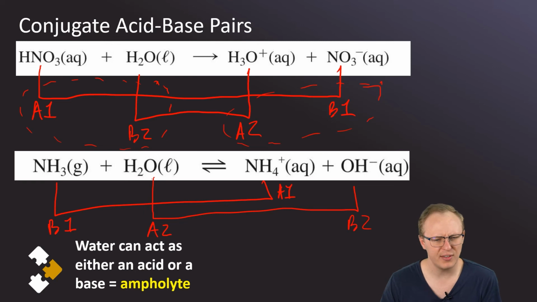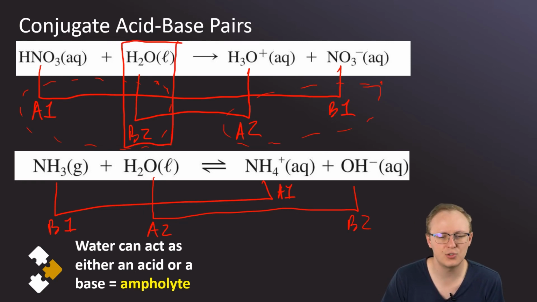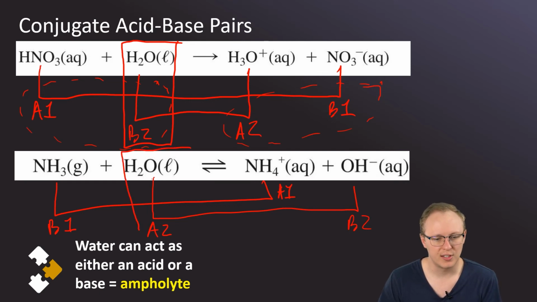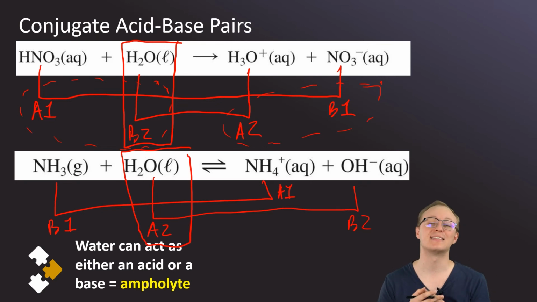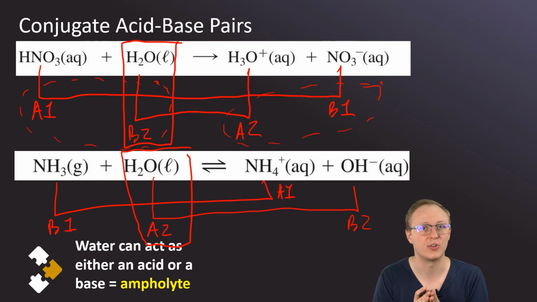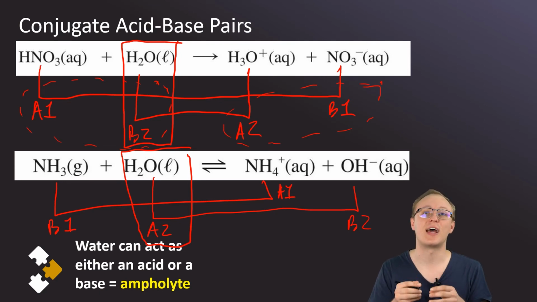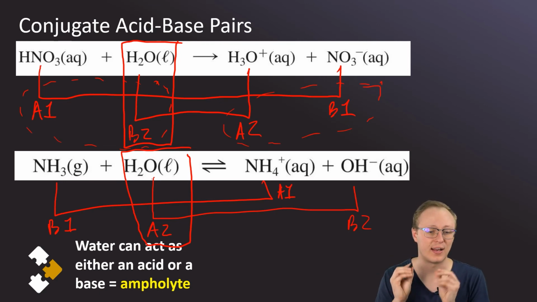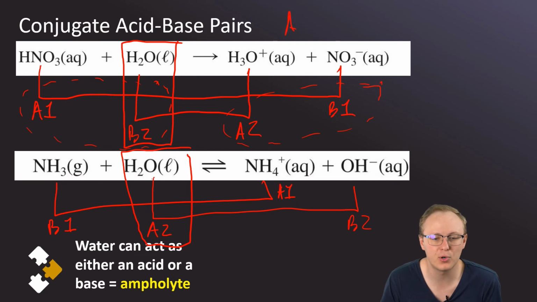Okay, so something very interesting here. Notice that this water in this reaction acted as a base, but this water here in this reaction acted as an acid, right? So when you have a substance that is able to act as an acid or as a base, in other words, it can donate protons or it can receive protons, that substance is known as an amphiolyte. Okay, an amphiolyte or an amphiprotic substance.